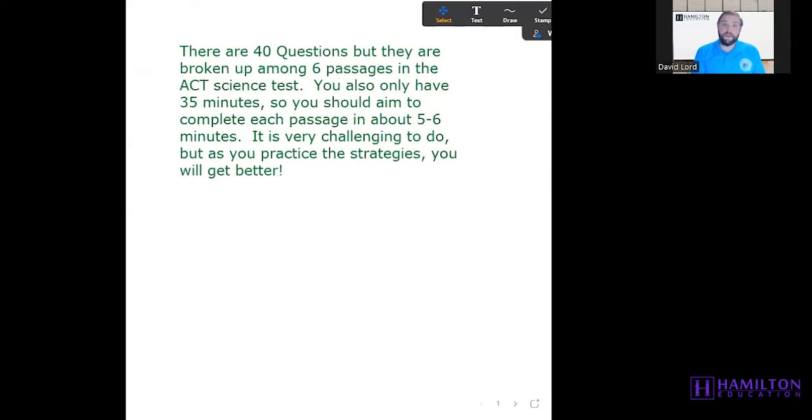But before we do that, I would like to remind you about the structure of the ACT Science test. The ACT Science test has 40 questions, but they're always broken up among 6 passages. You only have 35 minutes to do 40 questions, which is not a long time. So you want to aim to do each passage in about 5 or 6 minutes. It's very challenging to do. With practice, you'll get better.